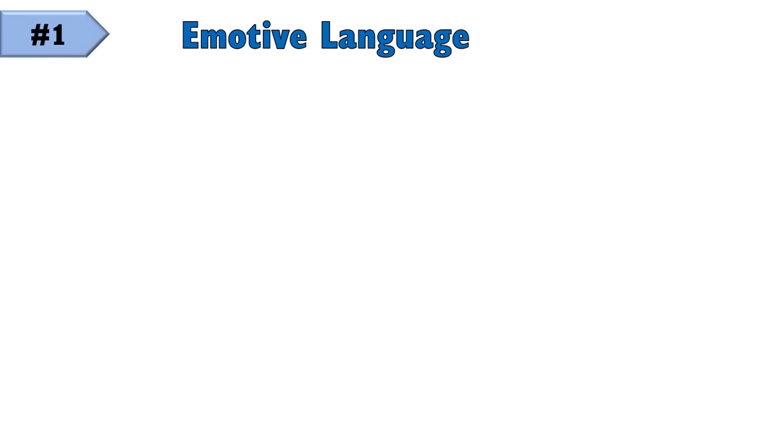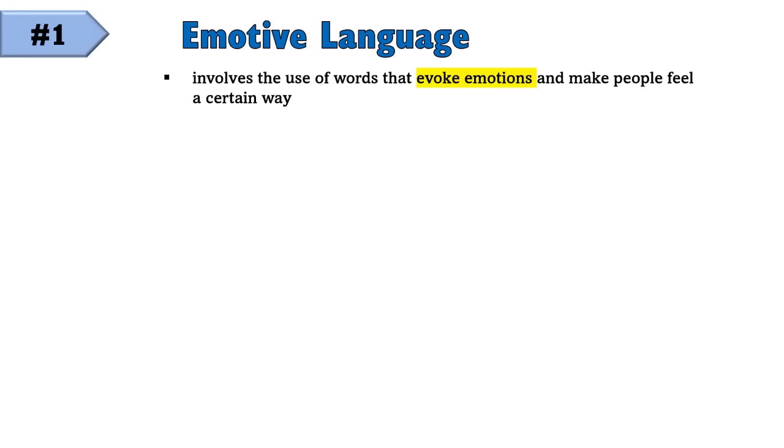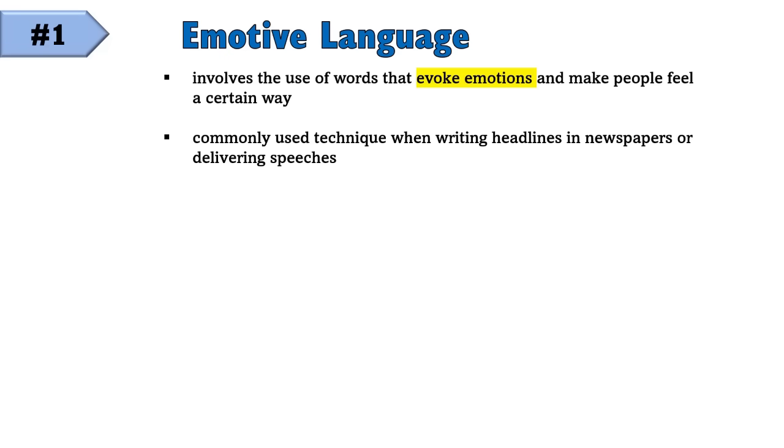Emotive language involves the use of words that evoke emotions and make people feel a certain way. Through the use of words that appeal to the emotion, the writer can sound more convincing. This is a commonly used technique when writing headlines in newspapers or delivering speeches.